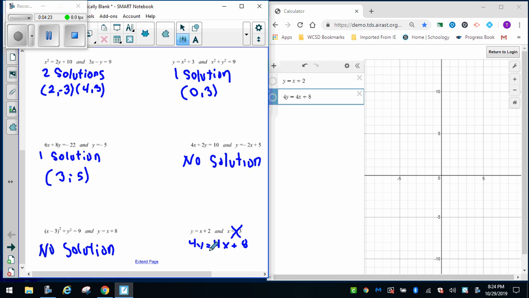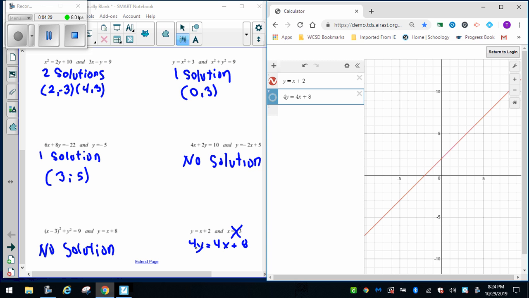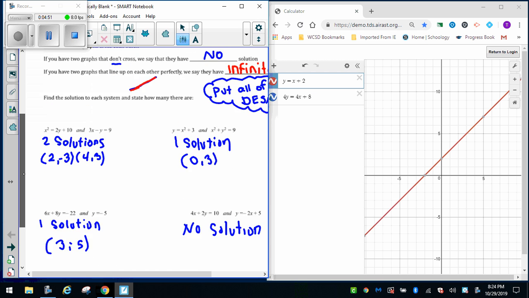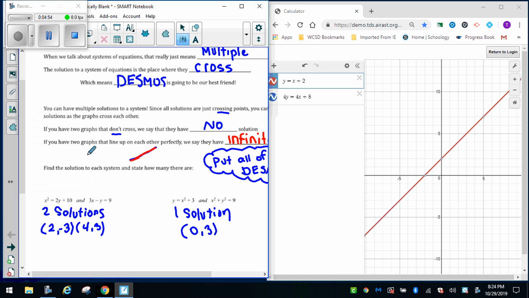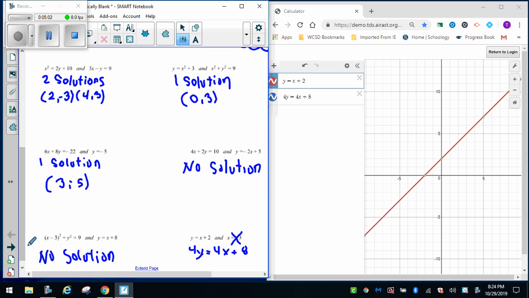Go ahead and plug those guys in Desmos, and when I do so, it shows the first line is in red, and the second line is in blue. And what you'll notice is if you tap off the red line, the blue line is exactly the same as the red line, okay? Which tells me that they are actually the same exact line. They're right over top of each other. And so I'm going to look in my notes, and it says if you have two graphs that line up on each other perfectly, just like these guys did, we say they have infinite solutions. So that is what our answer is.